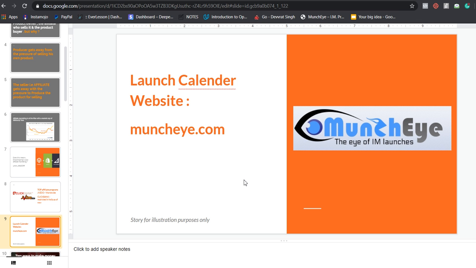And this is the launch calendar website. So what the launch calendar is: it is a website which shows the details of each and every product launch which is happening. By product launches, we mean a new product comes to the market. Let's say Devrat wants to do a product launch. Before he even creates a product and puts it out on JVZoo and ClickBank or other affiliate websites and programs, he will go on this site, and he will see what are the launches which are coming up.